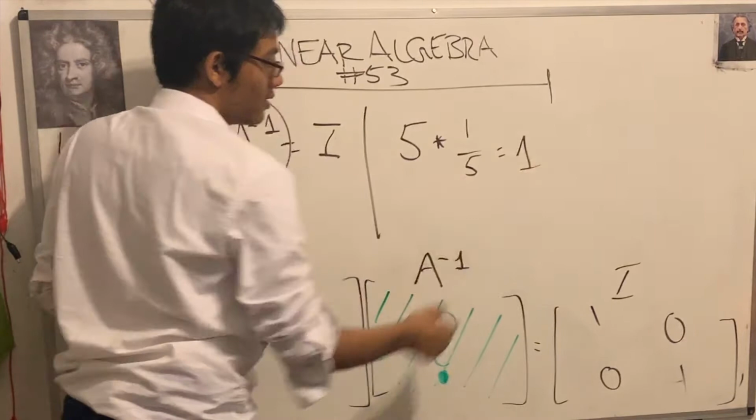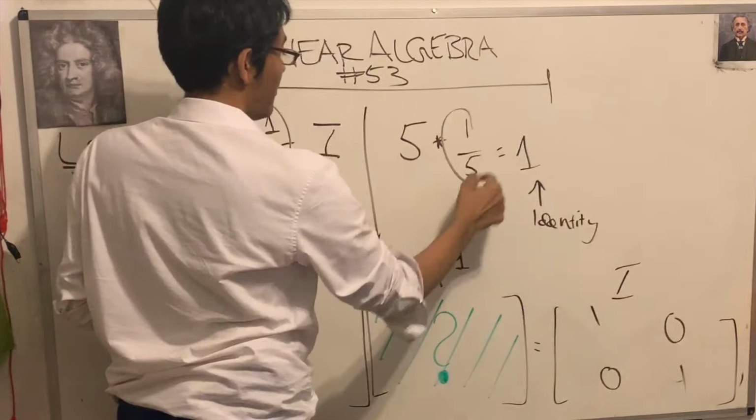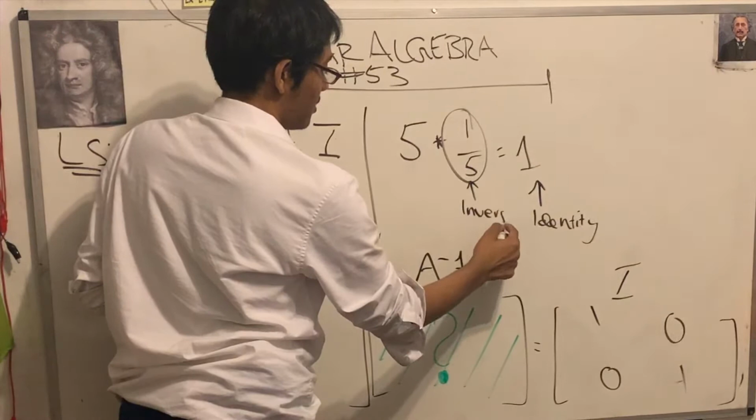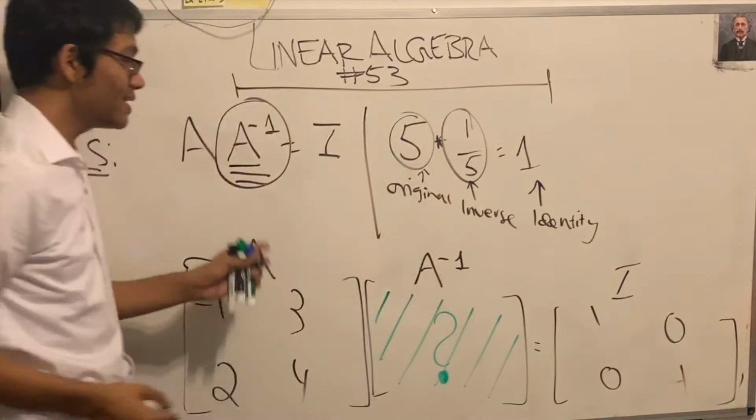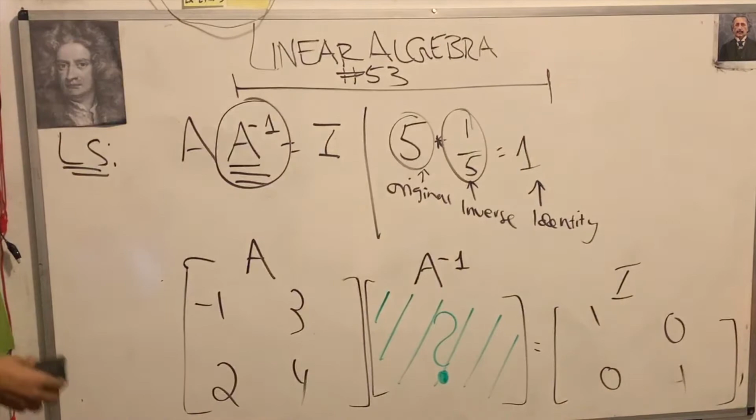1 over 5 is what? You can call it the inverse. And we can call the 5 the original matrix, our original number. So these are two analogous situations, okay? So can it help us to understand this problem?